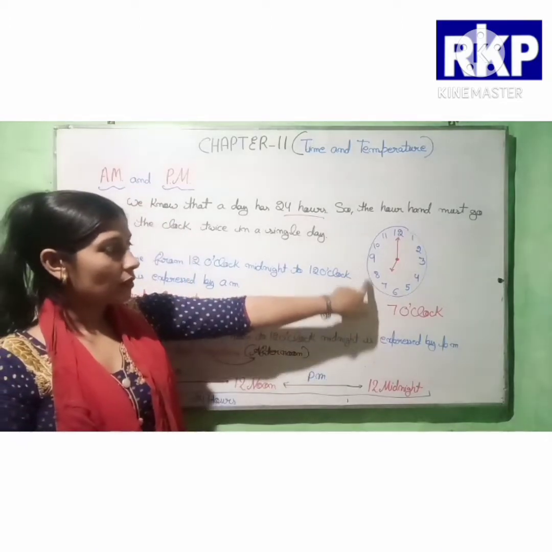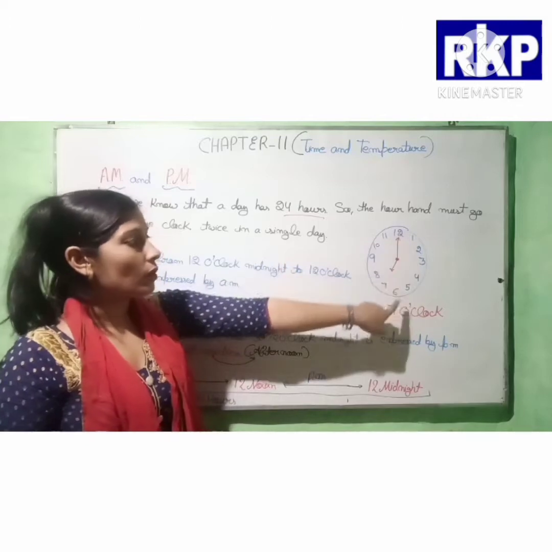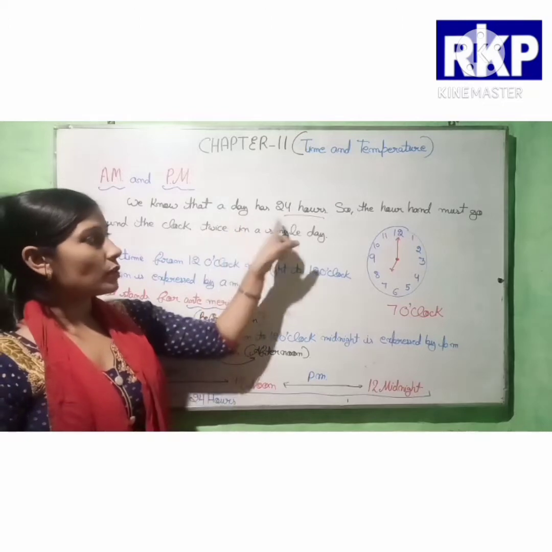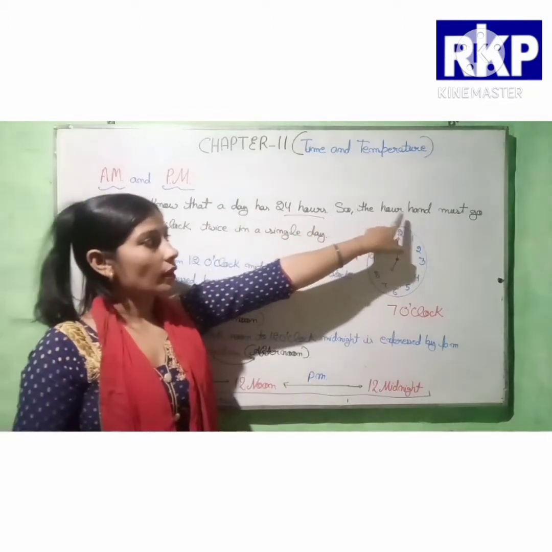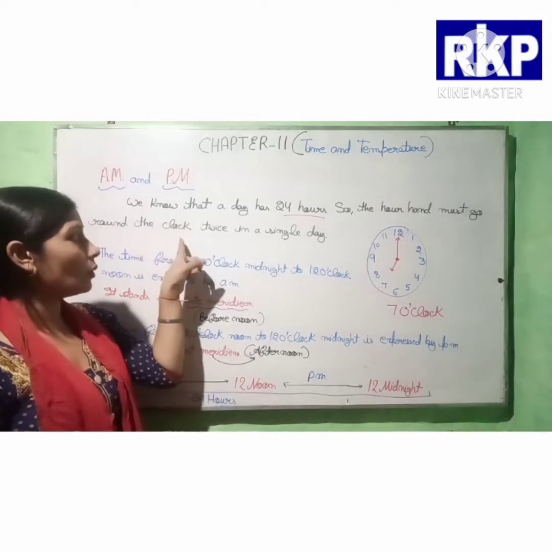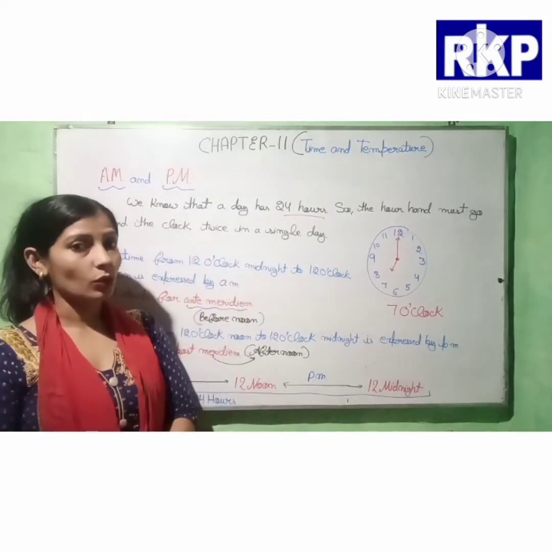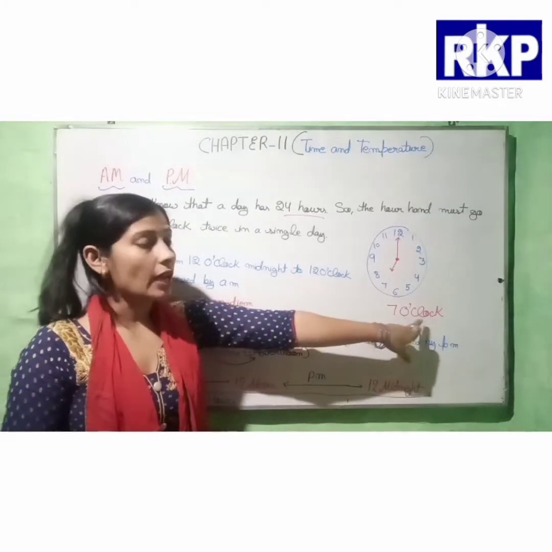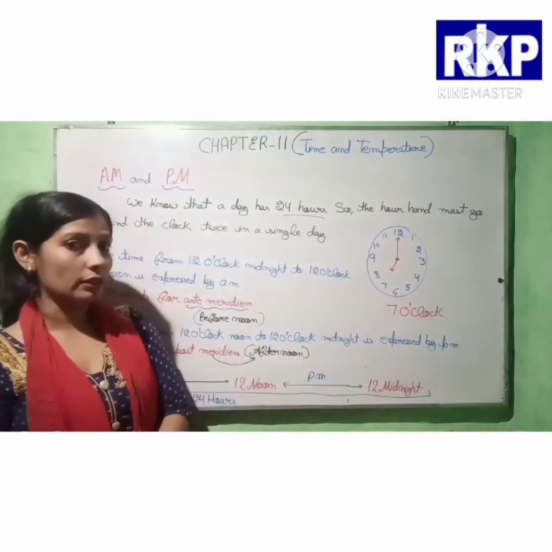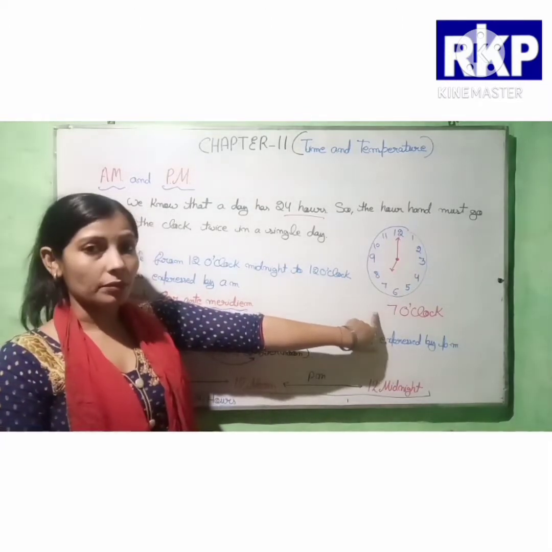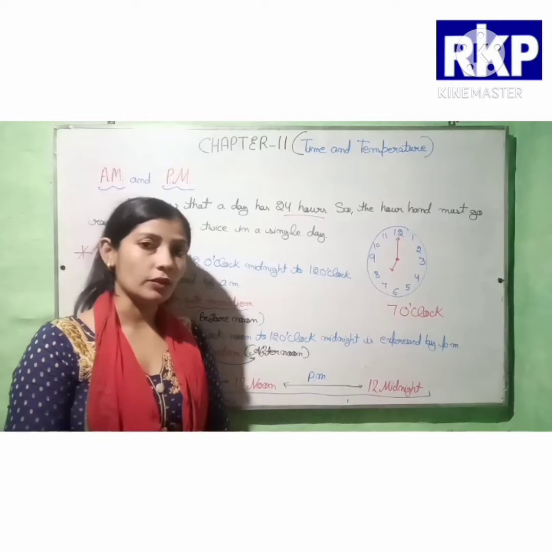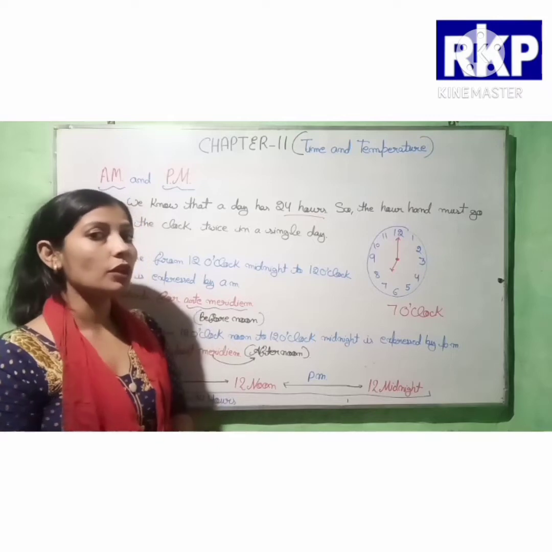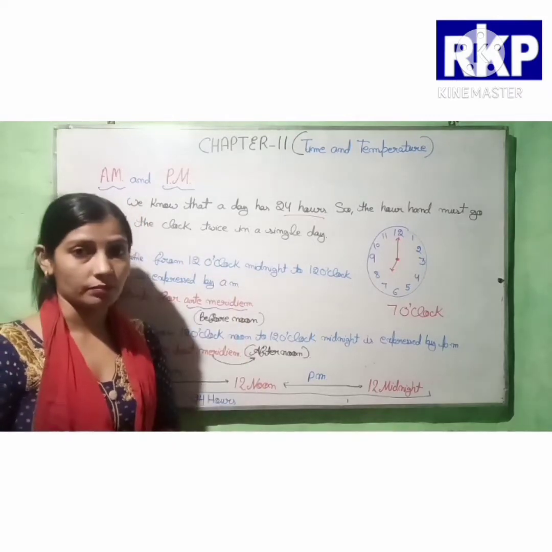Here you can see one clock and here we have only 12 numerals. But we know that a day has 24 hours. So the hour hand must go round the clock twice in a single day. And in this clock you can see it shows 7 o'clock, but it's not clear whether it is the time in the morning or in the evening. So to avoid such problems, we use AM and PM.